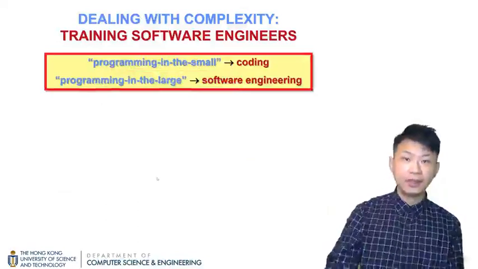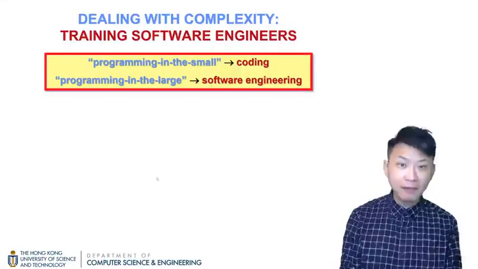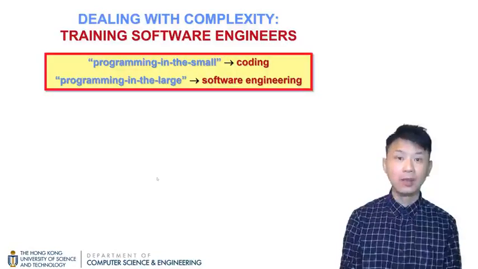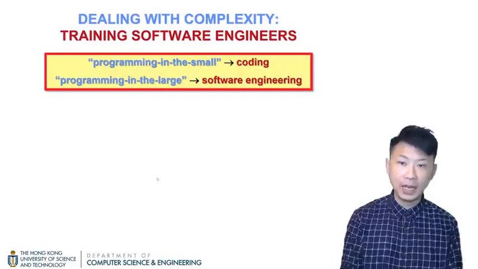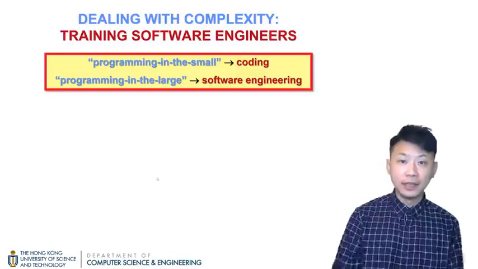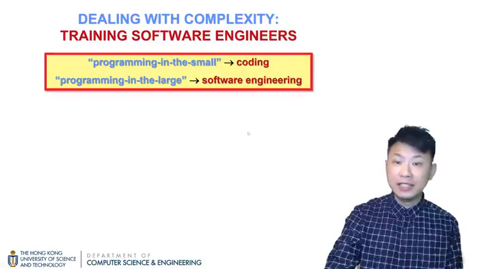So what do we have to do as a software engineer? There are two things that we have to do. One is programming in the small, that means coding. Another is programming in the large, that means software engineering. So apart from coding, there are many things that you have to do within software engineering.